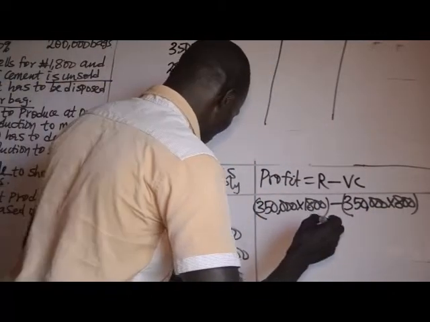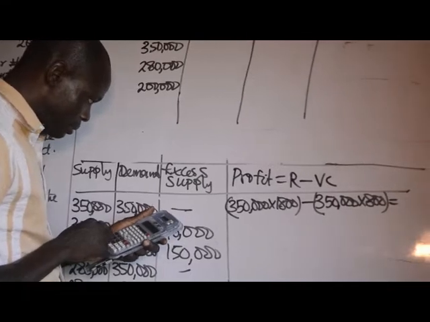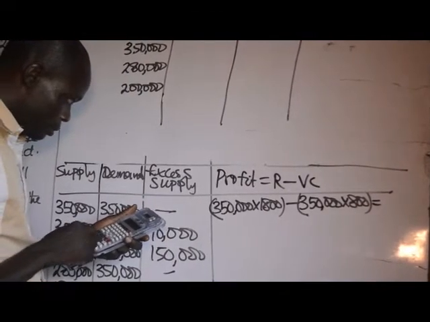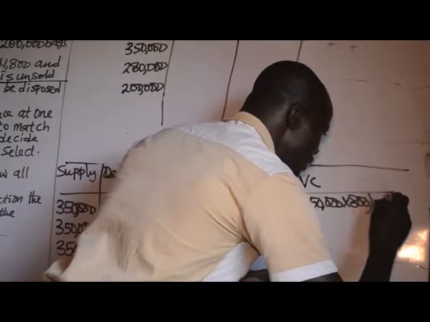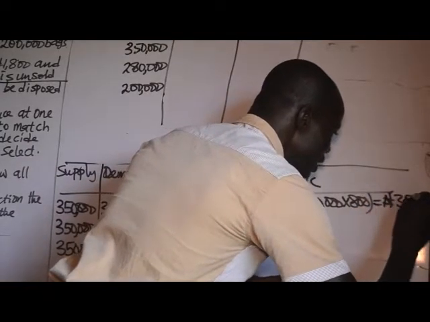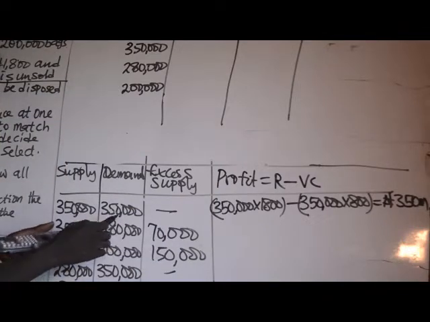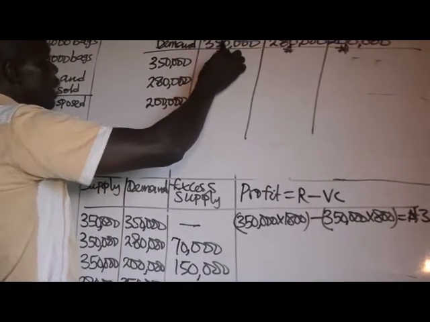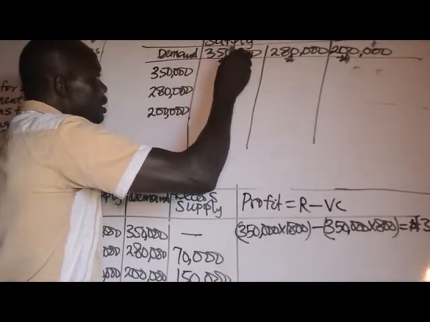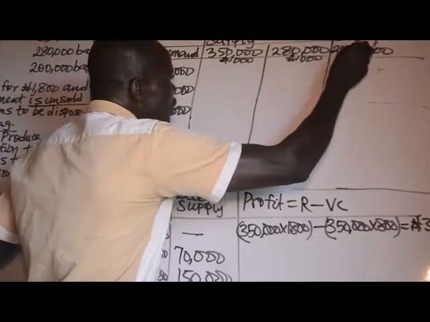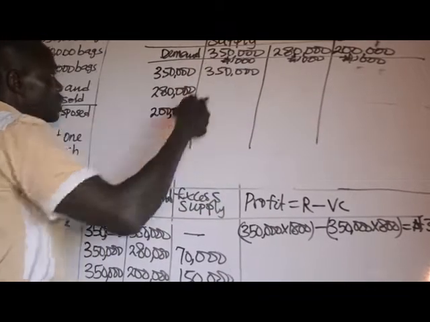So this will give us 350 million naira. That is the profit on the sales of the cement. So when 350,000 units were supplied and demand is 350,000, your profit will be 350 million. Let me keep three zeros. So profit will be 350 million. So three zeros at the top.